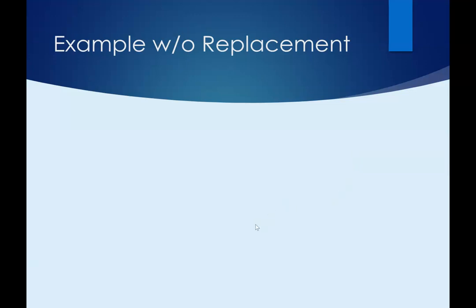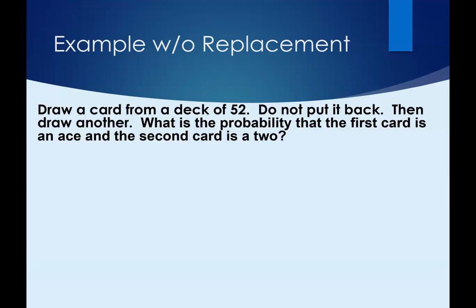In this video, we're going to look at an example without replacement. So what happens if we don't put the card back in? You draw a card from a deck of 52, do not put it back, then draw another. What is the probability that the first card is an ace and the second card is a 2?